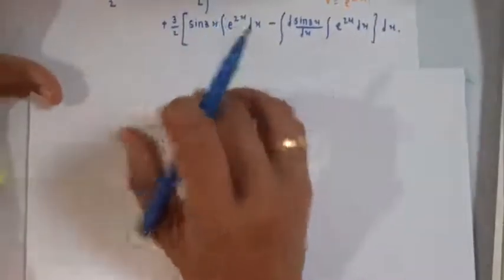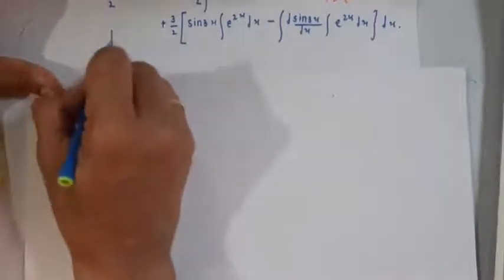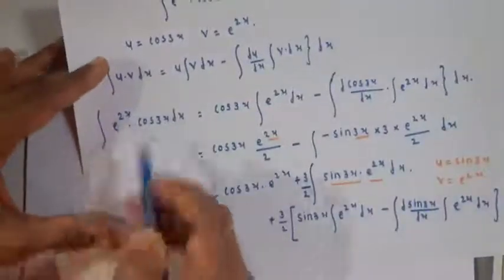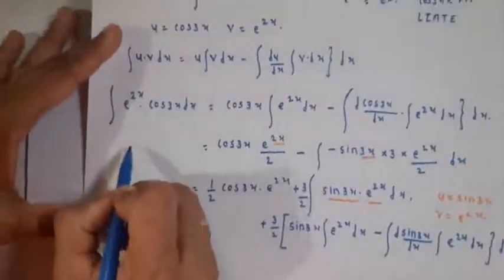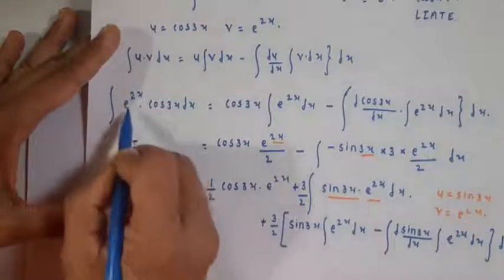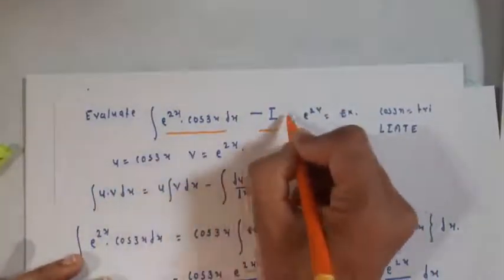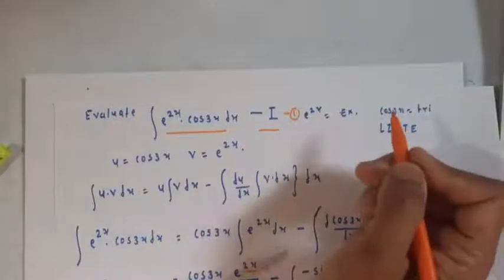Now the first term is as it is. Students, suppose we consider the integration of e raised to 2x cos of 3x to be equal to I. This is I. We consider this as equation 1.